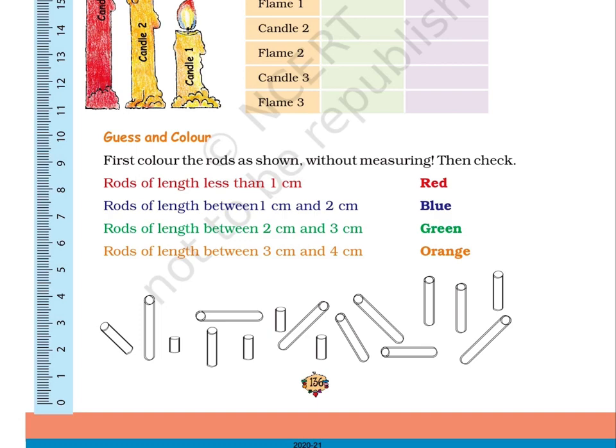Page 137. Guess, draw and measure. Guess the lengths to draw these things. Ask your friend to draw the same. After you make the drawing, use a scale to measure the length. Whose drawing showed a better guess? We have a table of 3 columns.